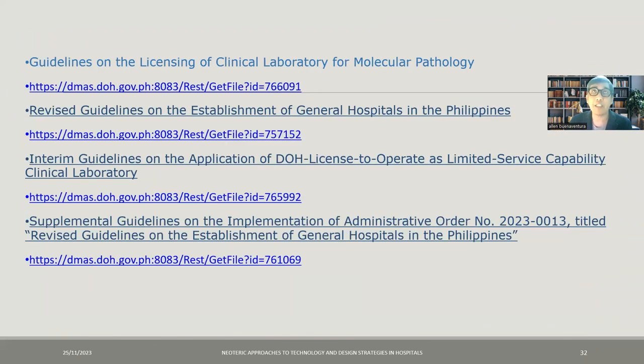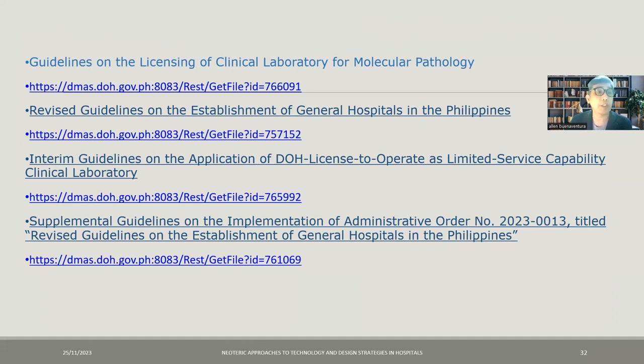Some of the guidelines that were updated include the clinical laboratory and molecular pathology guidelines, and the revised guidelines for establishment of general hospitals in the Philippines, which explain the certificate of need. There are also the interim guidelines for application for licensing to operate limited service capability of the clinical laboratories. They reiterated the level 1, 2, and 3 requirements for hospitals.